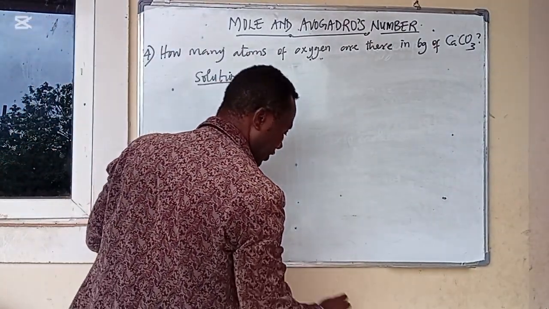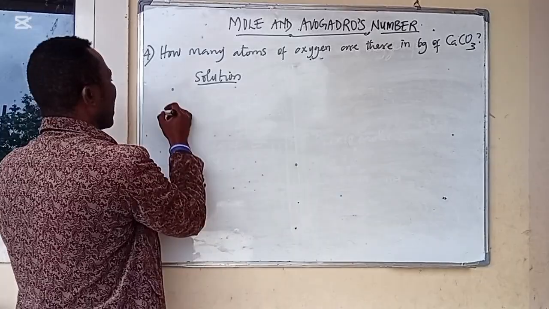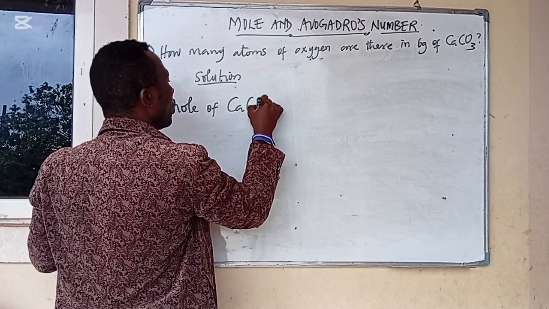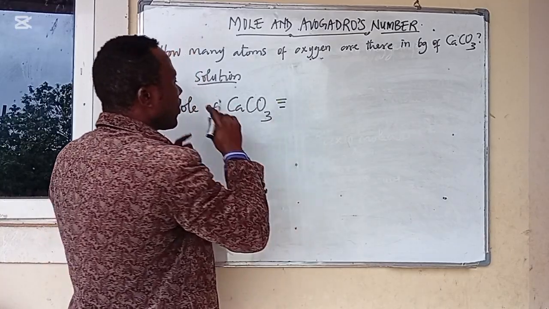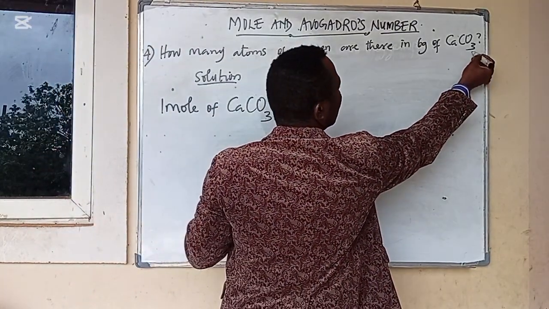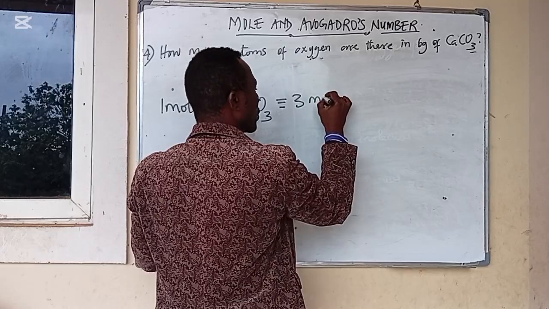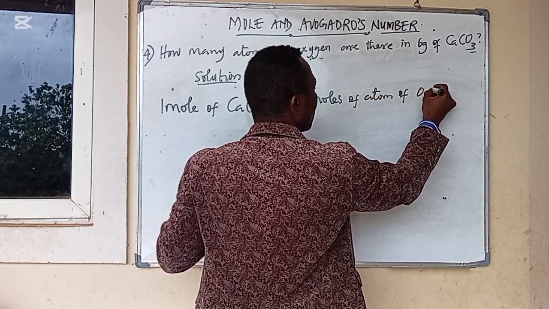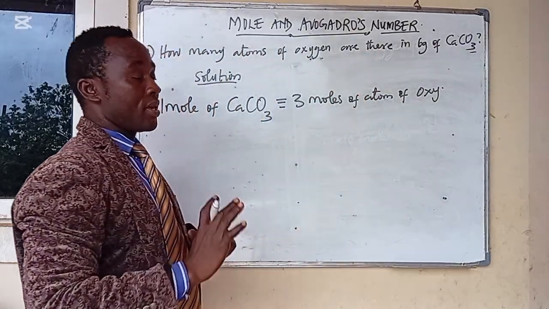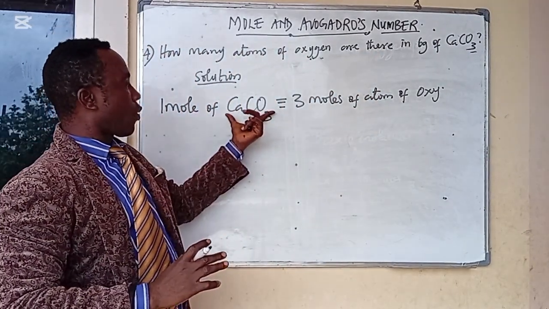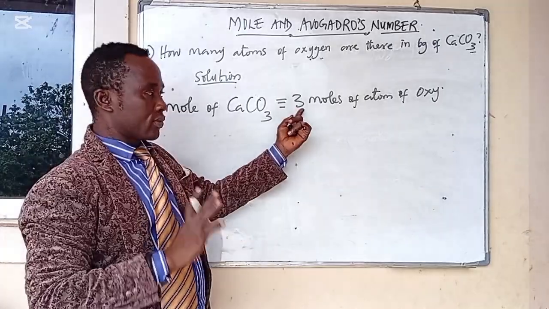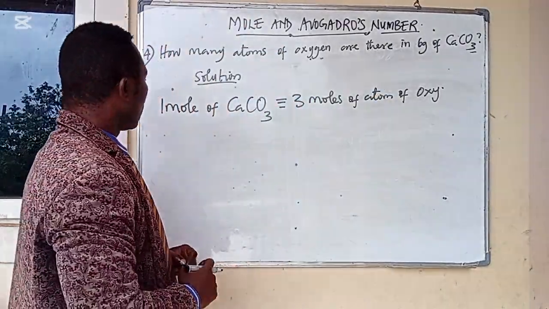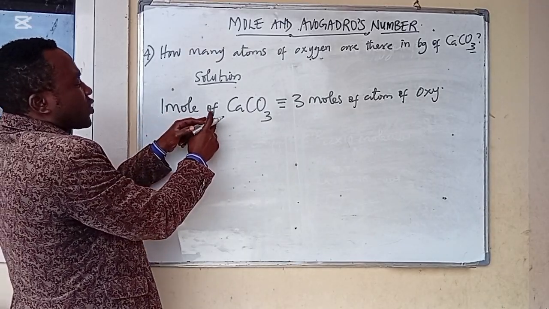Okay, now this is what I will do. Do you know that 1 mole of CaCO3 will be equivalent to how many oxygen? 3. That is 3 moles of atoms of oxygen. I hope you've understood what I mean. Don't say that one mole of this thing contains 3 atoms. No, but 3 moles of atoms of oxygen.